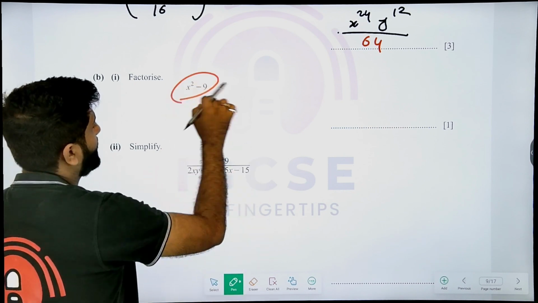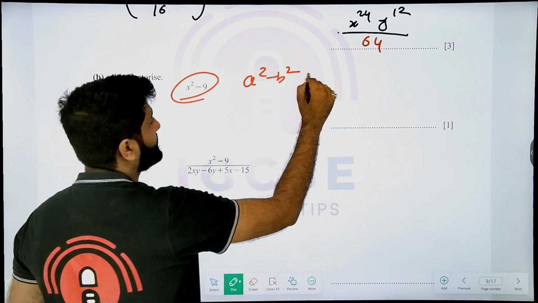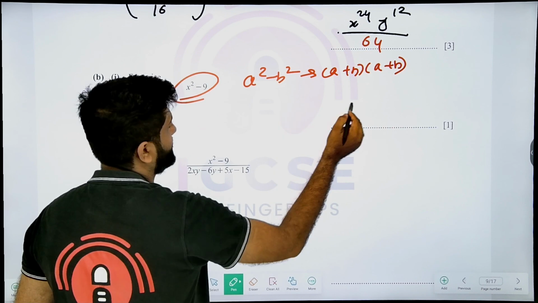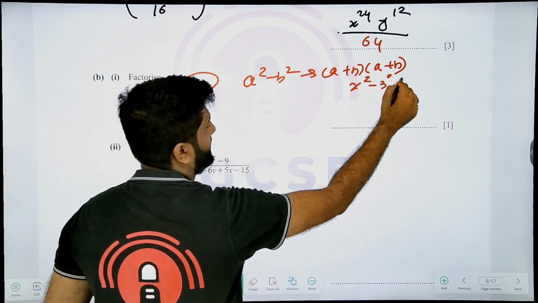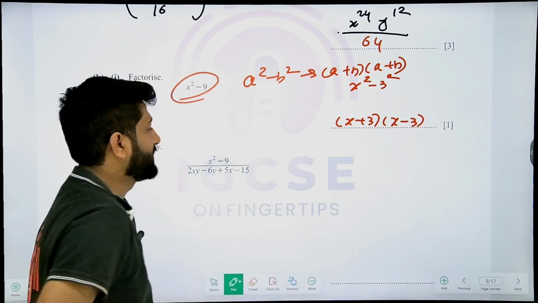So guys, I know x squared minus 9. This is a squared minus b squared. I can rewrite this as a plus b into a minus b, which is x squared minus 3 squared. So x plus 3 into x minus 3.